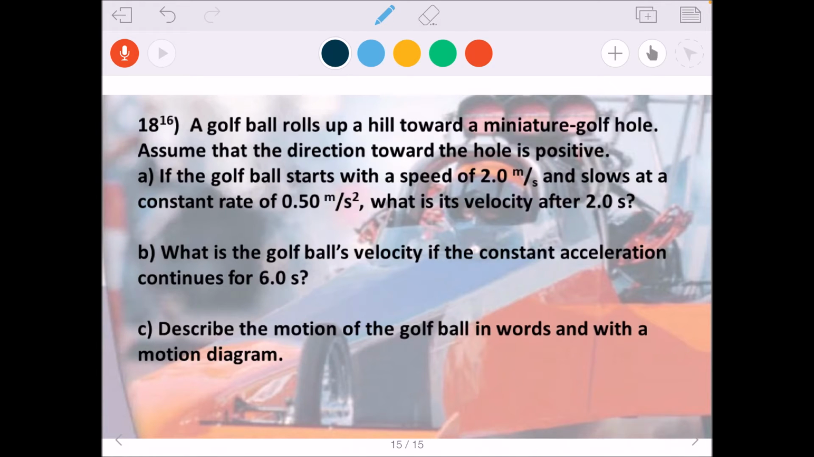Assume that the direction toward the hole is positive. If the golf ball starts with a speed of 2 meters per second, but slows at a constant rate of a half a meter per second squared, what is its velocity after 2 seconds?